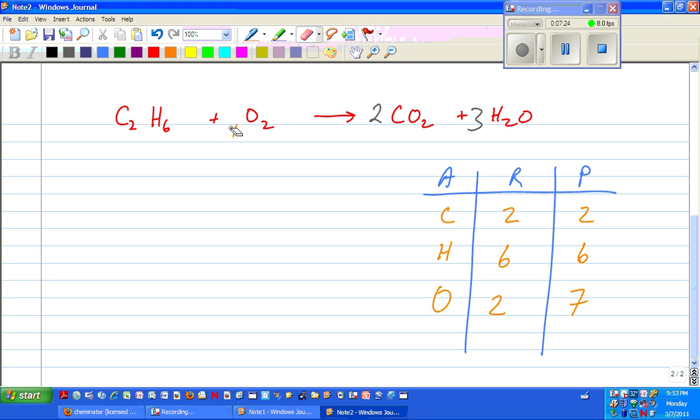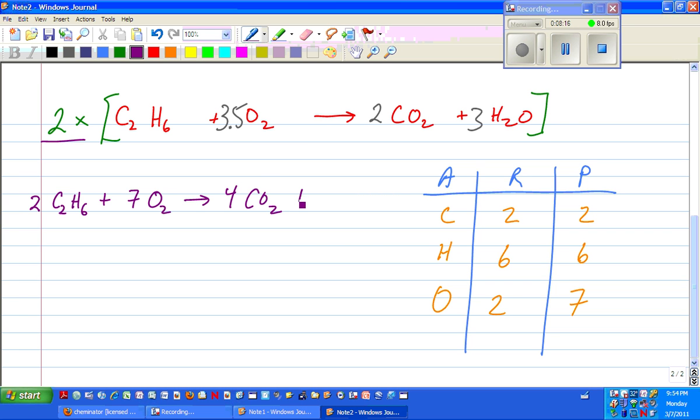So what I'm going to do is put 3.5 out in front of my oxygen. Again, same trouble I had before. That is a fraction. I cannot live with fractional coefficients in a balanced equation. So what I'm going to do is balance this out by multiplying everything by 2. So what I wind up with is 2 times 1. I'm multiplying the coefficient out in front by this multiplier here. And I wind up with 2C2H6 plus 2 times 3.5 gives me 7O2 to produce 2 times 2 is 4 carbon dioxide, and 2 times 3 is 6 waters.